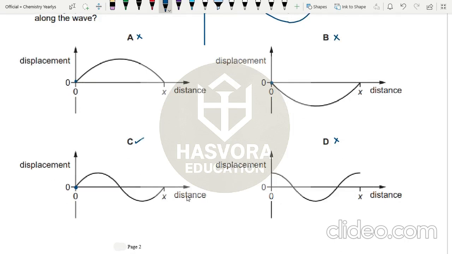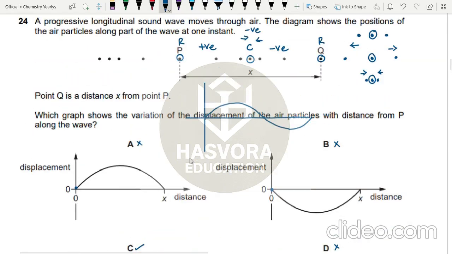This is the point of the mid particle of compression. So this actually fulfills the movement they have given us between P and Q.